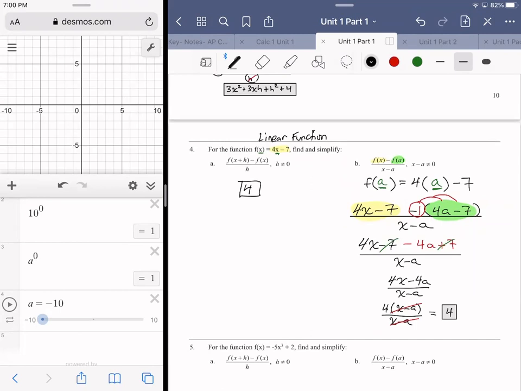I have a question. Sure. The 4 is the slope of which line? The original line, f of x equals 4x minus 7. Okay, that's what I thought. Thank you. No problem.